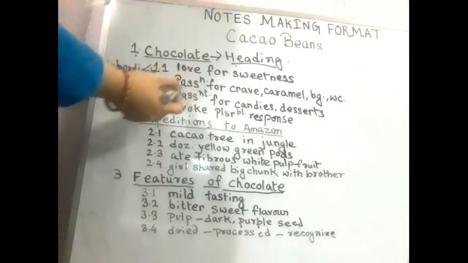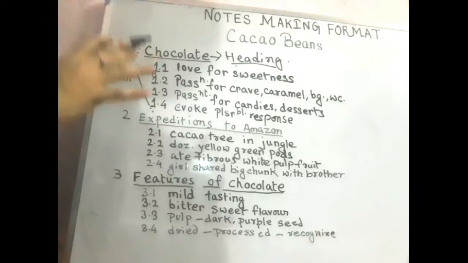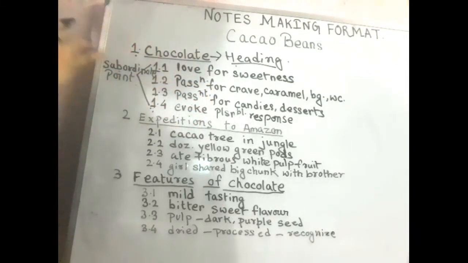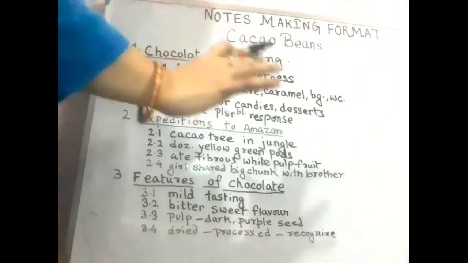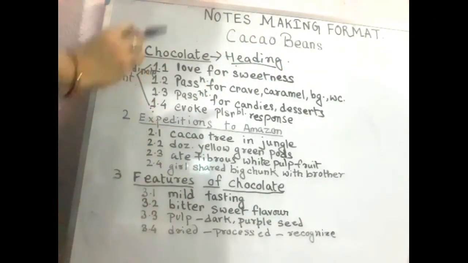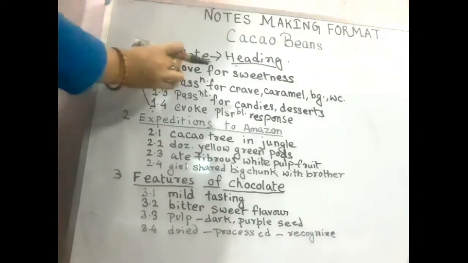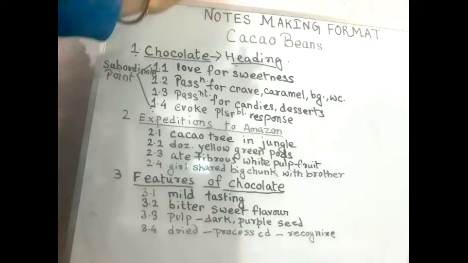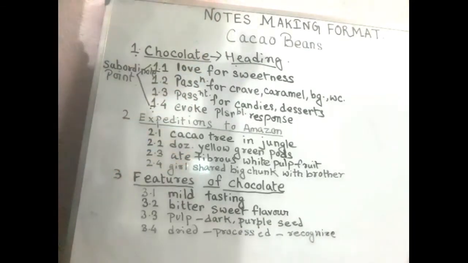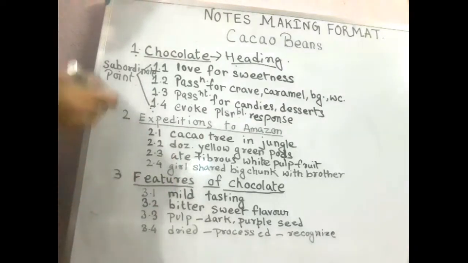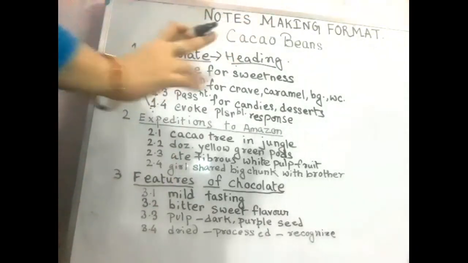This is the abbreviations. You have to remember that we will use phrases. We will not use complete sentences. Never use complete sentences while making notes. Use only phrases. Use abbreviations. Don't use long words. We have to make it precise. We have to make it clear and short, right? So don't use complete sentences.